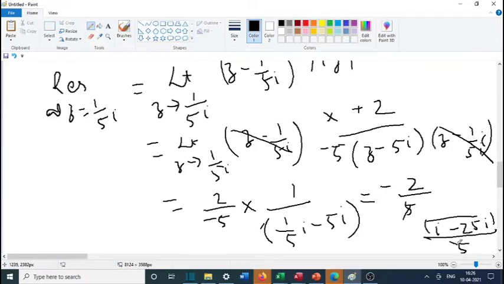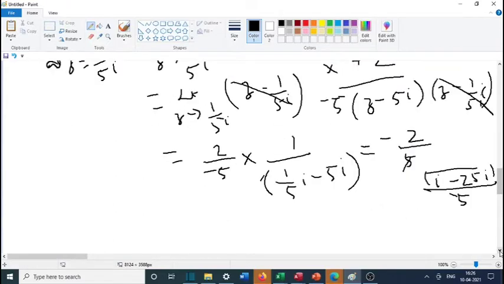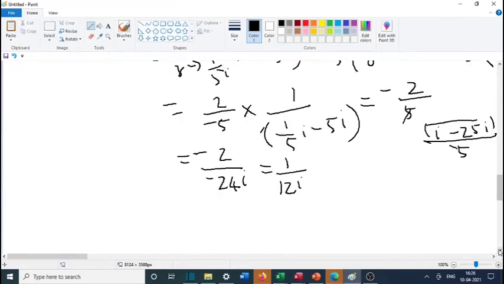So this 5 and 5 cancels. So this is minus 2 by i minus 25i, which is minus 24i. So the answer is 1 by 12i. So we got the residue.